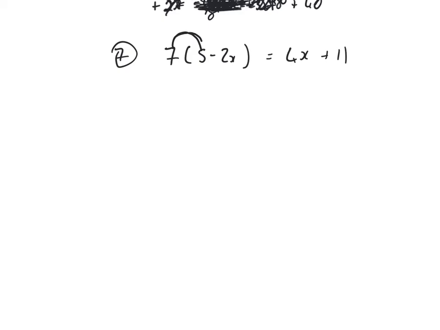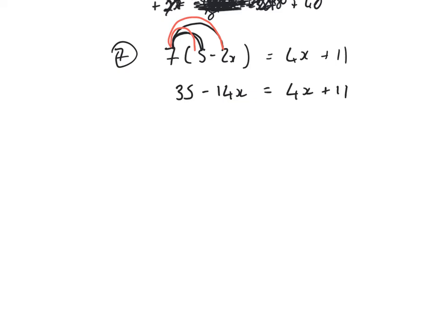You just deal with it as you see it. 7 times 5 is 35. 7 times minus 2x is minus 14x. That was easy. So 7 lots of 5 is 35. 7 lots of minus 2x, minus 14x. No problem. Now we don't have brackets to deal with over on this side, so it's fine. Just write 4x plus 11 down again.